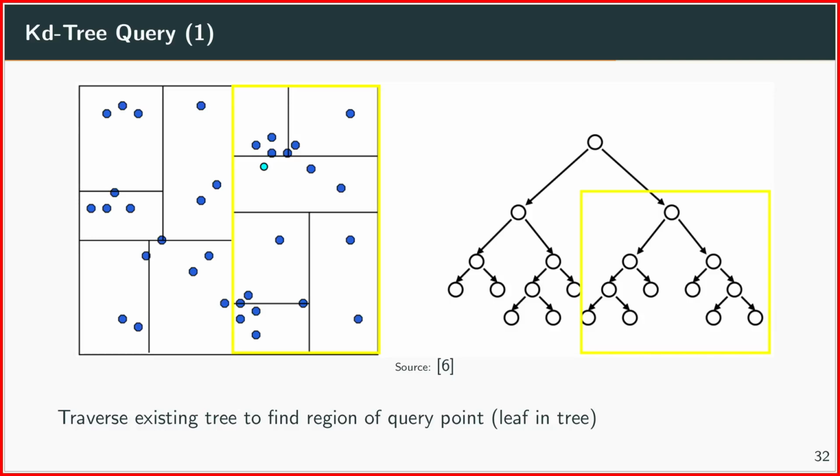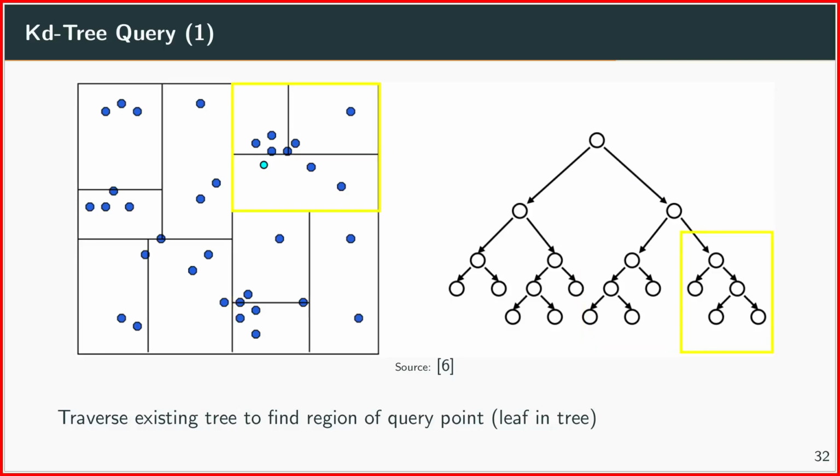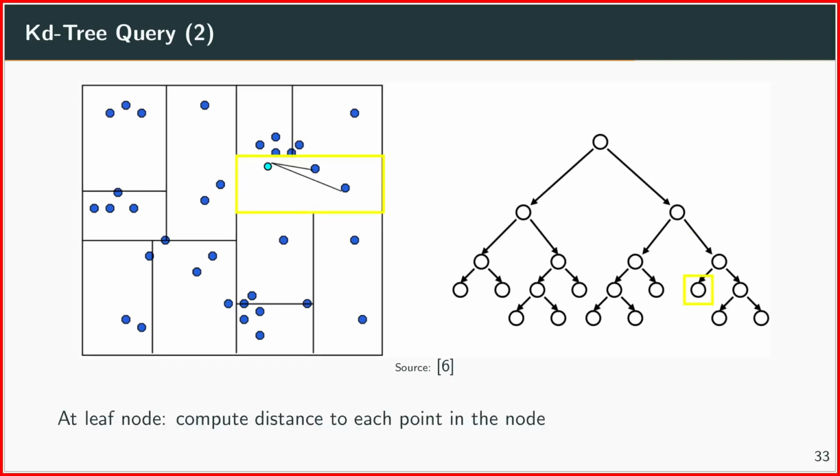And the way you do that is that you start and check if this new point is left or right of the first vertical line. In this case, it's on the right. Then you check again if it's above or below the next line, and so on, until you get to a leaf node, where you have just a region with some points in it.